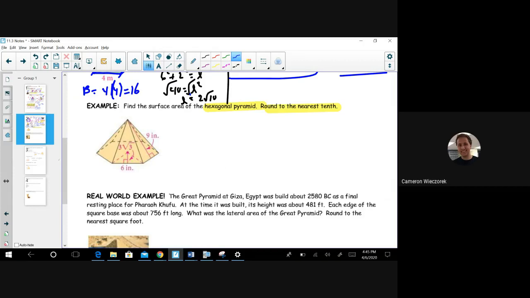Looking at my problem, let's see what they actually gave me in this one. Looks like they gave me one of the base edges is 6, which means I know all of these base edges have to be 6 since it's a regular polygon. So that's helpful. They give me the slant height. I can tell it's the slant height because it's the height of one of those triangular faces. I'm going to label that cursive L for slant height in red. And they also give me the apothem since it goes from the center to the midpoint of the base edge. So I've got an apothem as well.